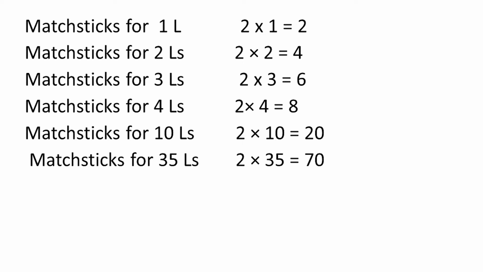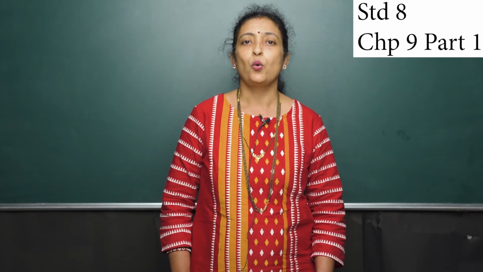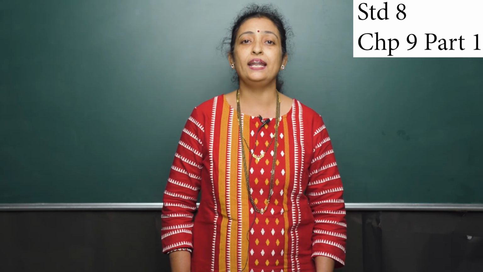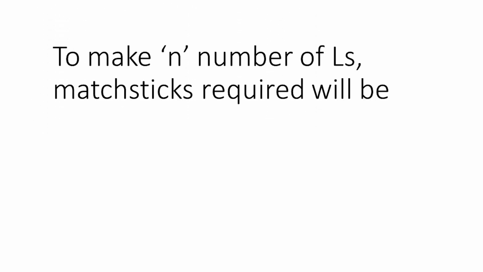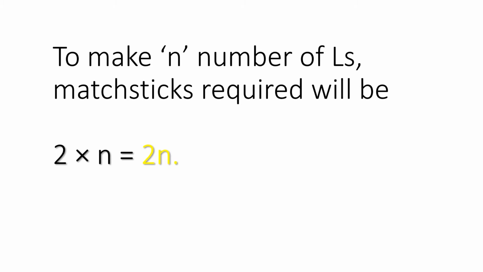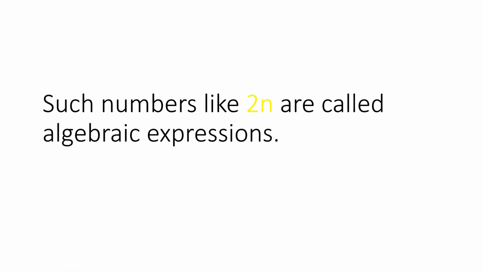2 into 4, 8. And how many matchsticks will I require to make 10 L's? 2 tens are 20. And how many matchsticks will I require to make 35 L's? 2 into 35, that makes 70. By using this pattern, we can find out the number of matchsticks required to make n number of L's. So, how many matchsticks will I require to make n number of L's? It is equal to 2 into n, 2n. Such numbers like 2n are called algebraic expressions.